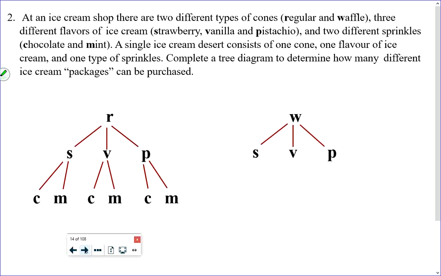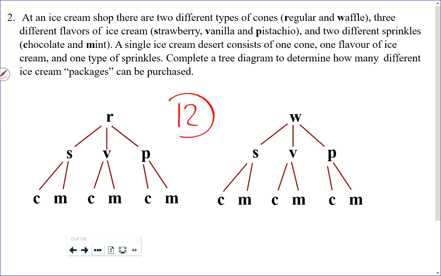So really, if I said to you, how many different ice cream treats are possible with a regular cone? It's 6. Because there are 6 items in the bottom level here, that means we have 6 paths to follow. RSC, RSM, RVC, RVM, RPC, RPM. But that's going to be replicated over here. And when we count these out, this is why it's going to be called the fundamental counting principle, there are 12 different treats.